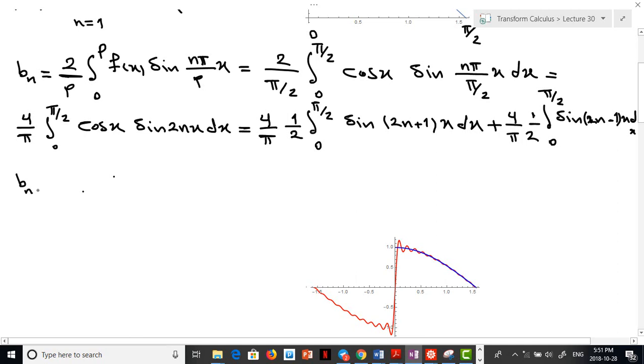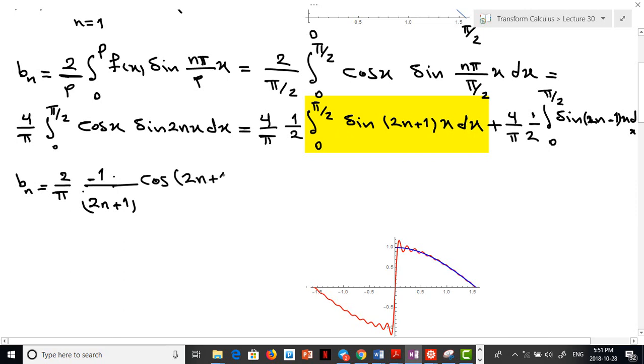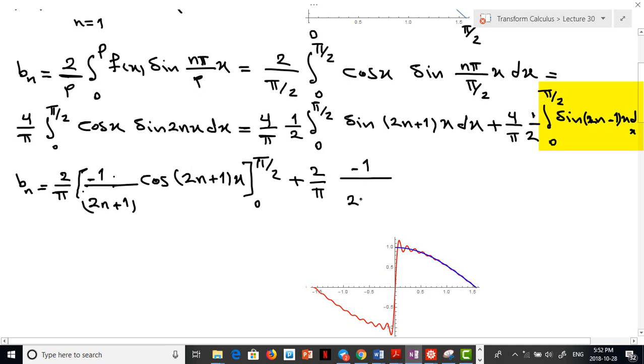As a result, bn is equal to 4 over pi times half, which is 2 over pi, times the integral of sine (2n plus 1)x, which is minus 1 over (2n plus 1) cosine (2n plus 1)x from 0 to pi over 2, plus 2 over pi times minus 1 over (2n minus 1) cosine (2n minus 1)x from 0 to pi over 2.